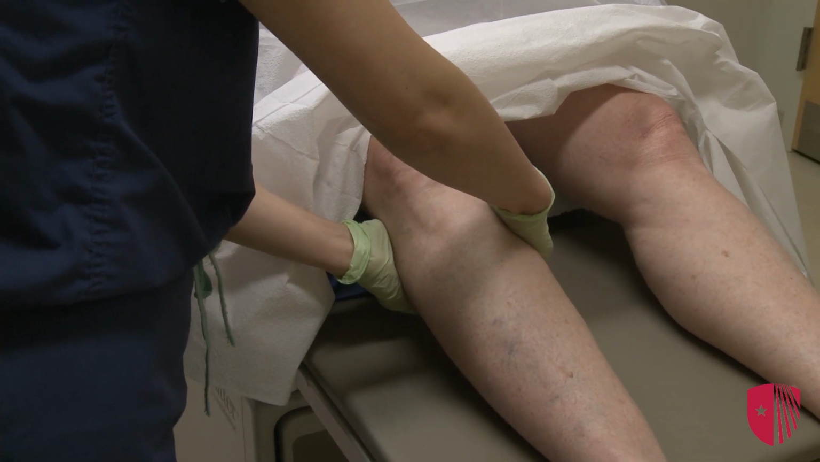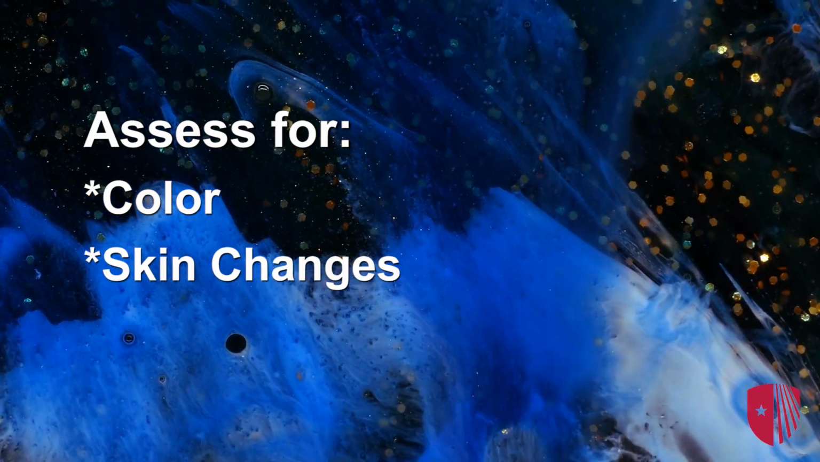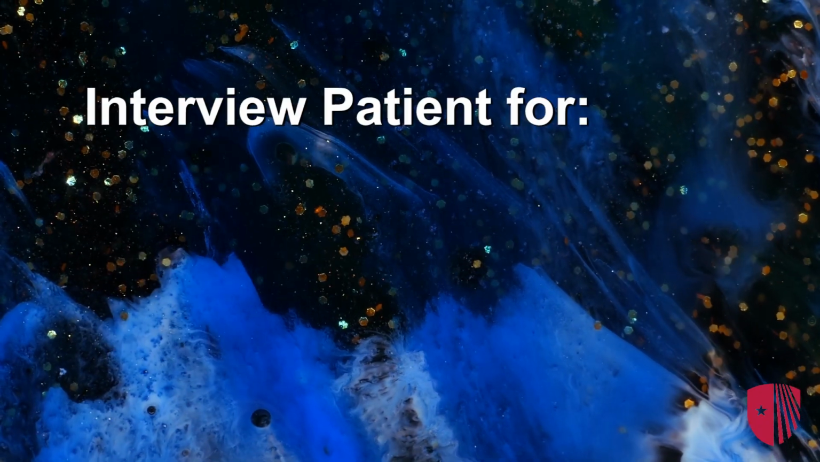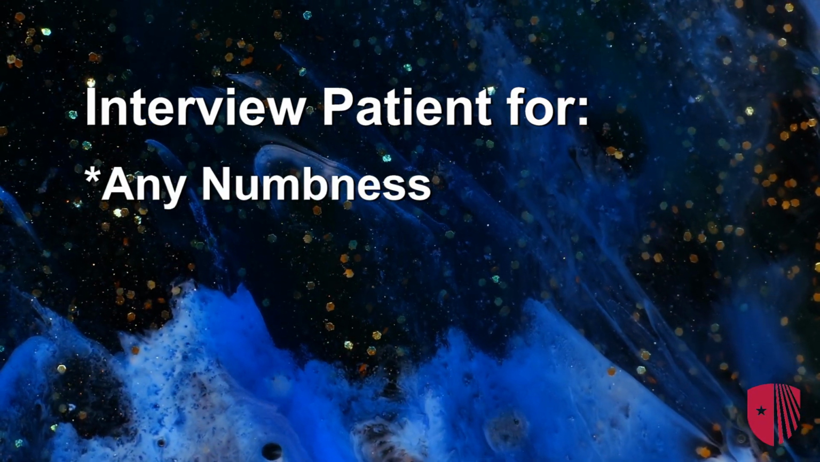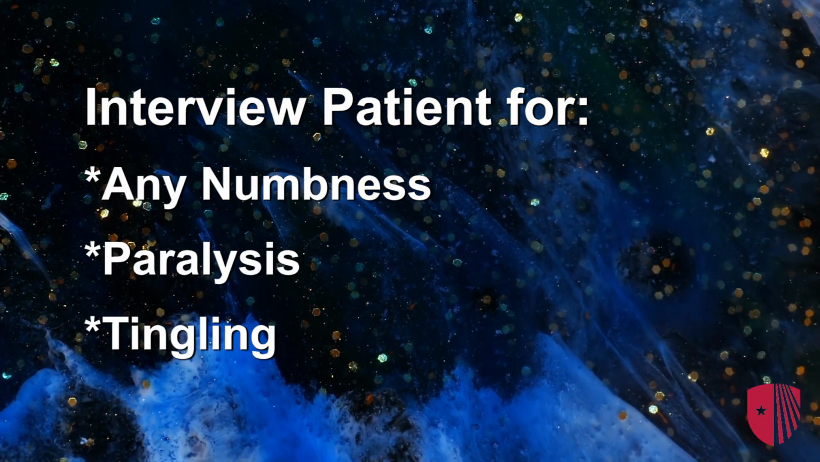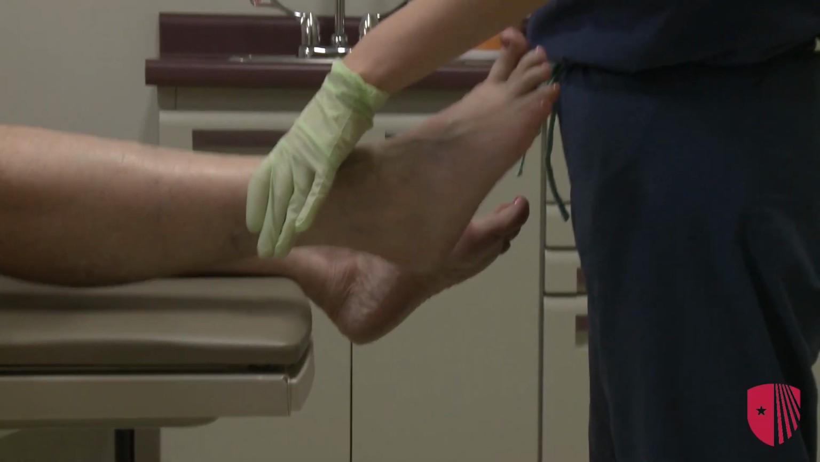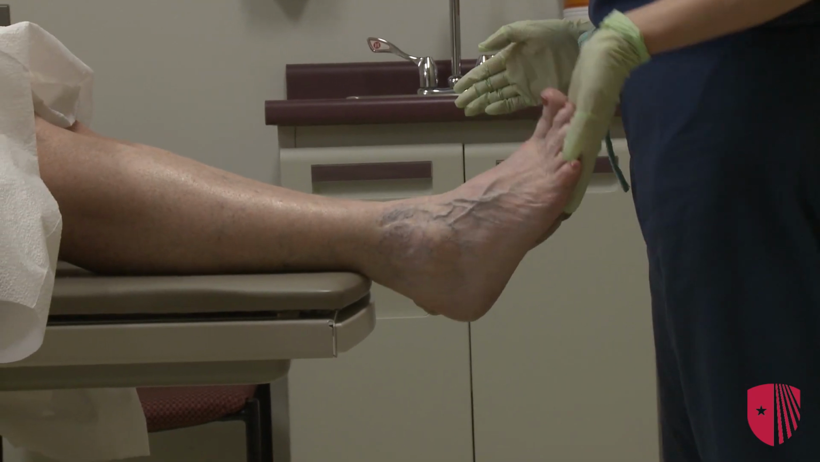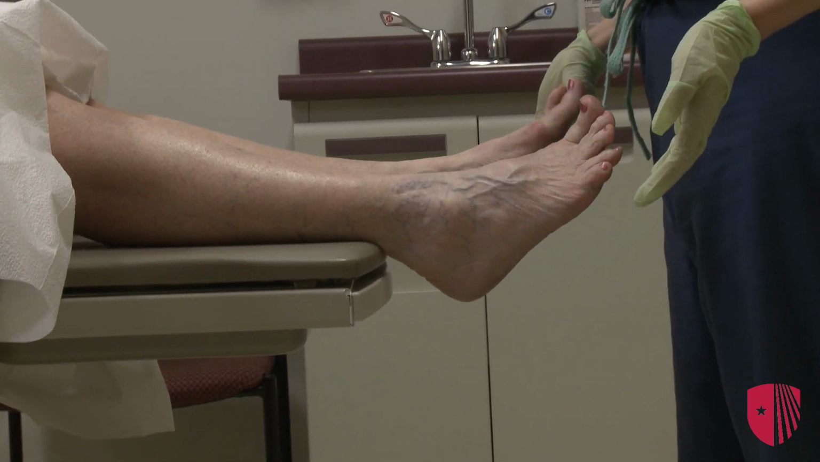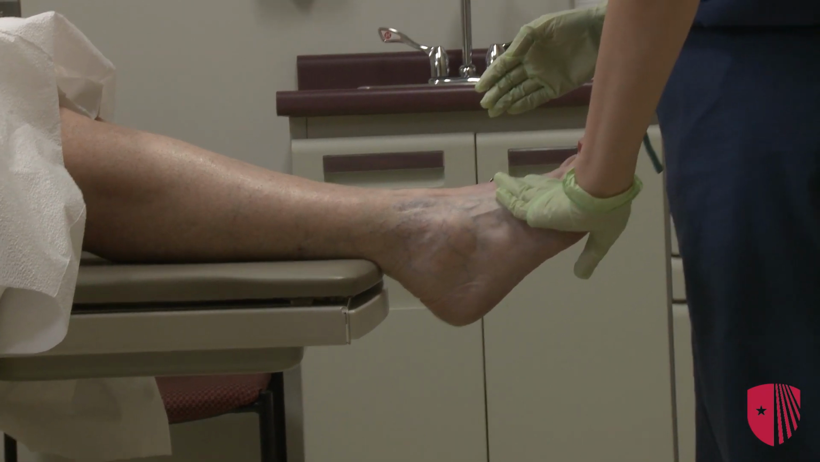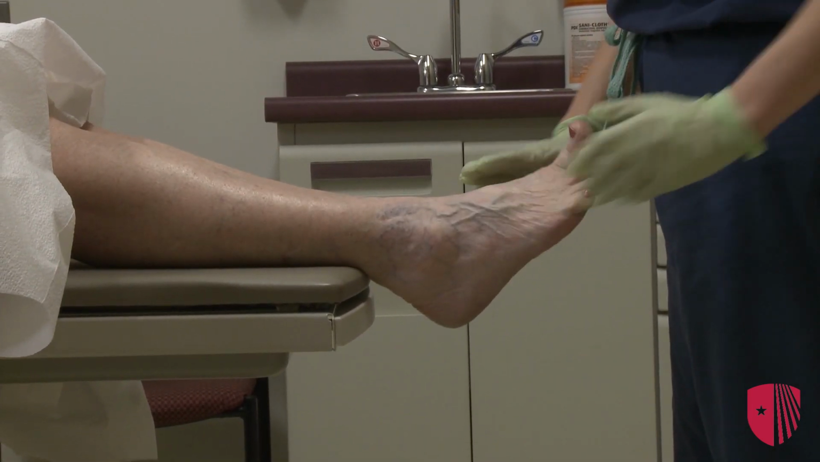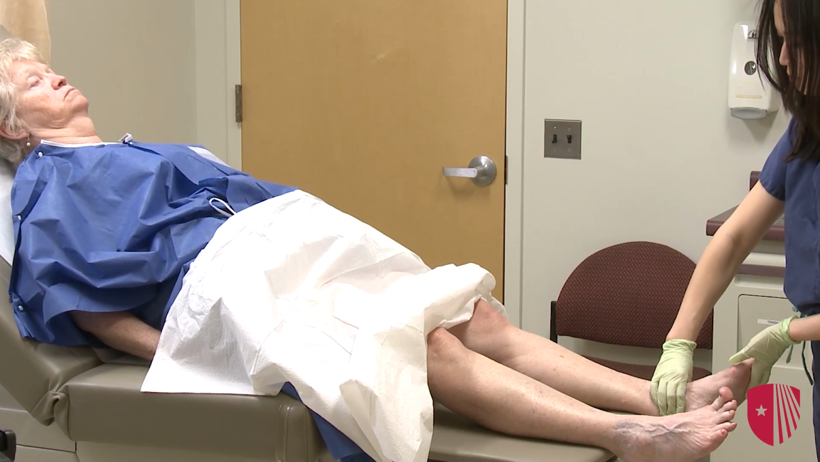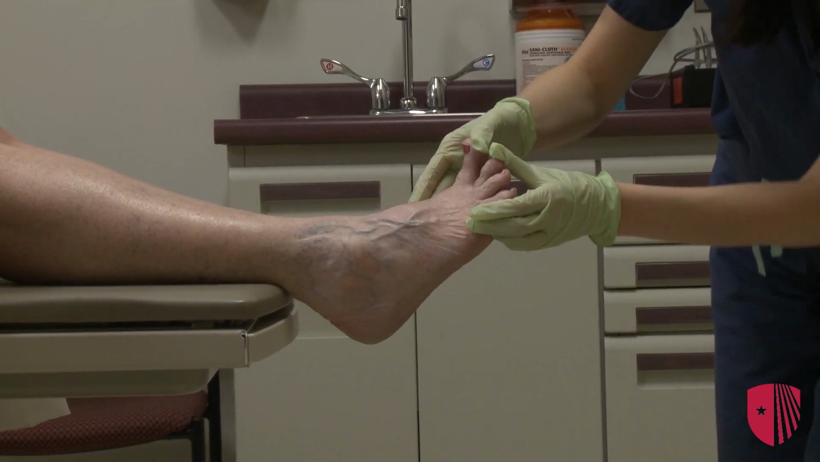You also want to look at their legs and assess for color, skin changes, edema. Where does it start? Where does it end? Ask them if they have any numbness, paralysis, or tingling. You want to assess their motor and their strength bilaterally by pushing down like a gas pedal and pulling up, dorsiflexion. Wiggle their toes, assess for capillary refill, looking in between the toes for any wounds.